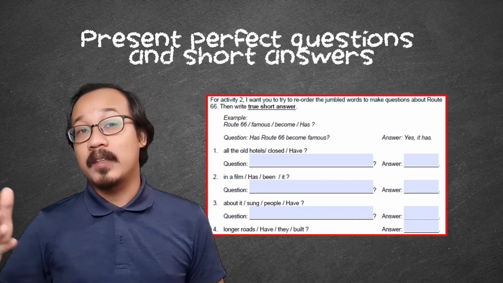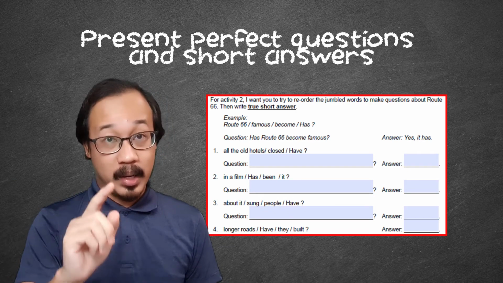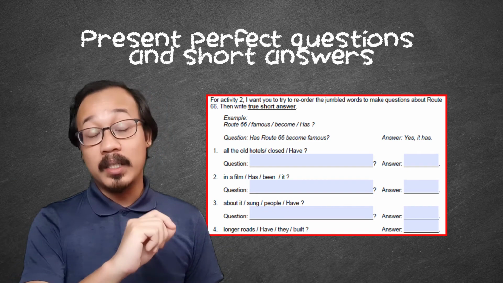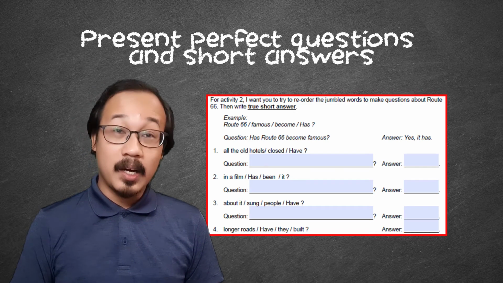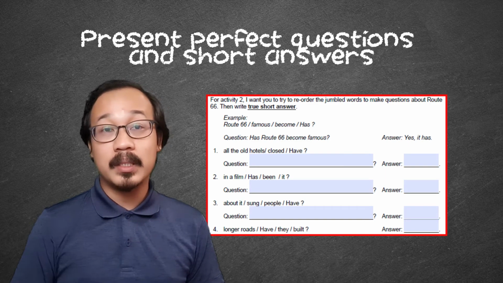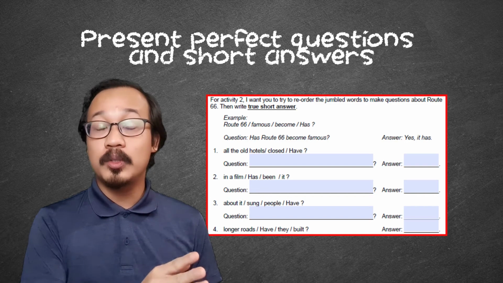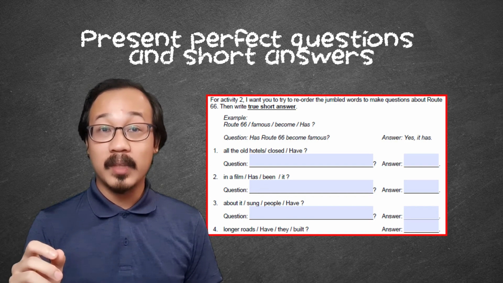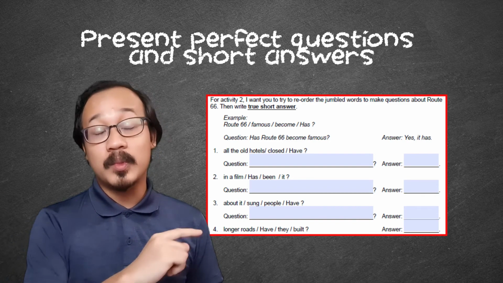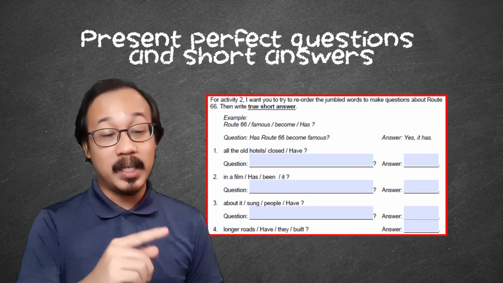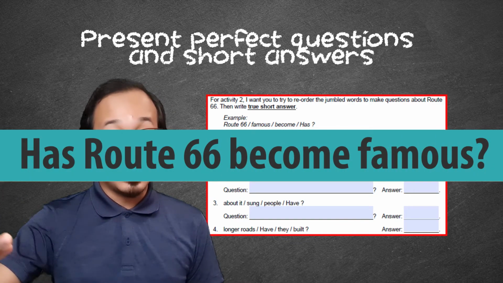So what comes after the subject? We would have the main verb, and the main verb has to be in its past participle form. Can you identify the verb in the list of words? Very good, become is the main verb. So now you have has Route 66 become. Now you need to complete your question. The last word that we have there is famous. So you complete it with: has Route 66 become famous. That is the correct question.